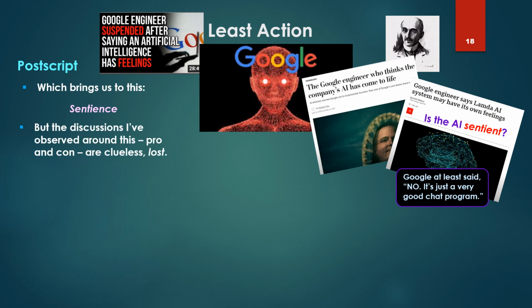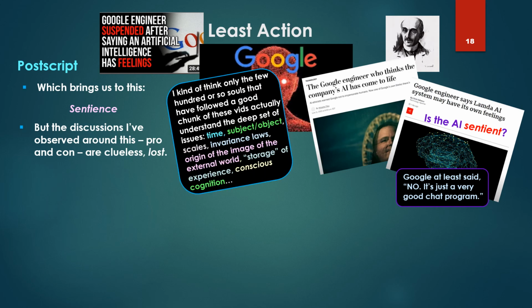But the discussions I observed around this, pro and con, are clueless, lost. And in truth, I kind of think only the few hundred or so souls that have followed a good chunk of these videos actually understand the deep set of issues. Time, subject and object, time scales and variance laws, the origin of the image of the external world, the storage of experience, whether or not it's stored in the brain, conscious cognition, that is, the relation of consciousness to cognition.